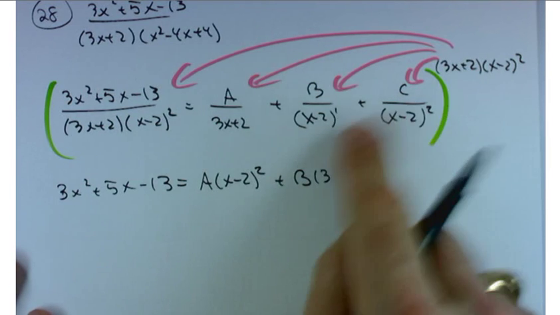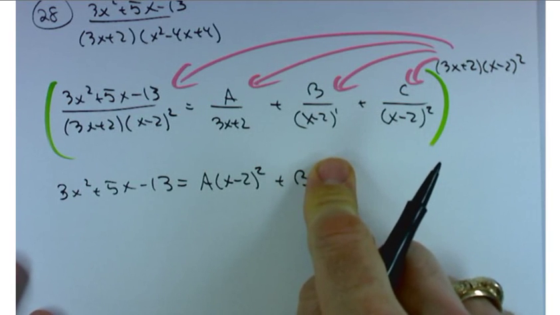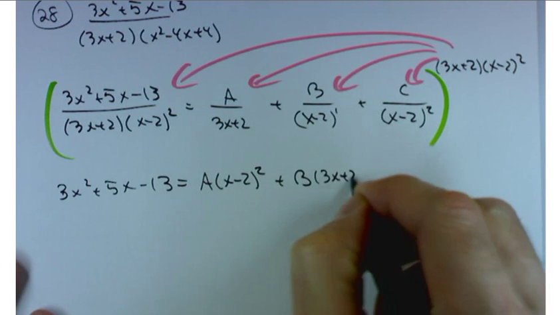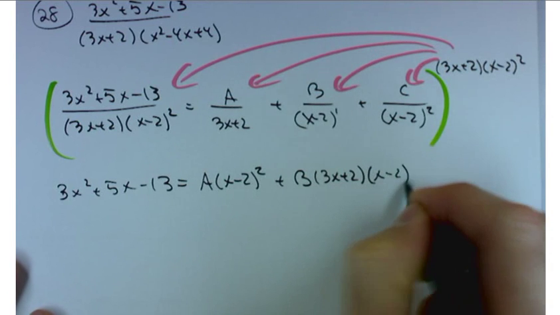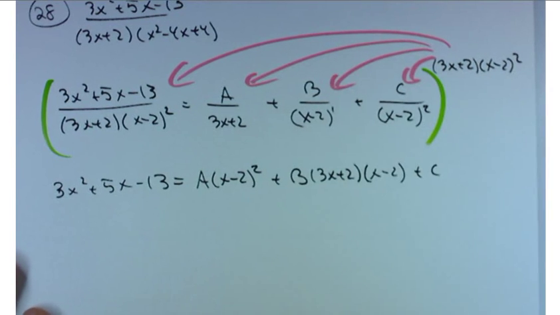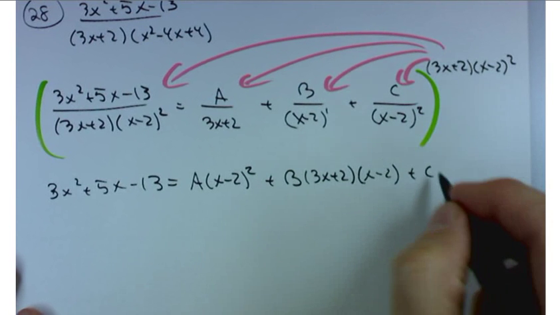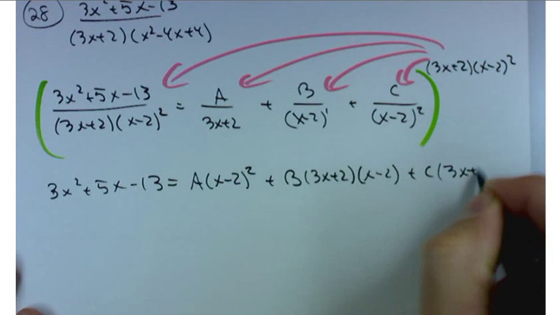So b times what? B times 3x plus 2x minus 2 squared. Actually, one of those will cancel out, so it'll just be x minus 2. And last but not least, it'd be c times 3x plus 2.